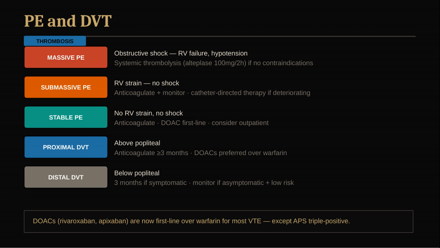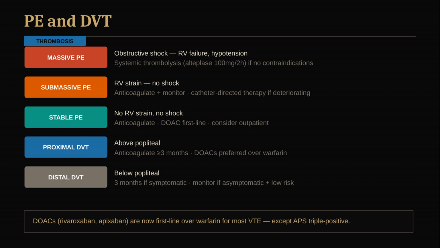Venous thromboembolism, DVT and PE, shares the same pathophysiology, Virchow's triad, and risk factor profile. Massive PE causes obstructive shock, right heart failure, hypotension, hypoxia. Treatment is systemic thrombolysis if no contraindications, alteplase 100 milligrams over 2 hours. Submassive PE, right heart strain without shock: anticoagulate and monitor. Catheter-directed therapy if deteriorating. Stable PE: anticoagulate and discharge.